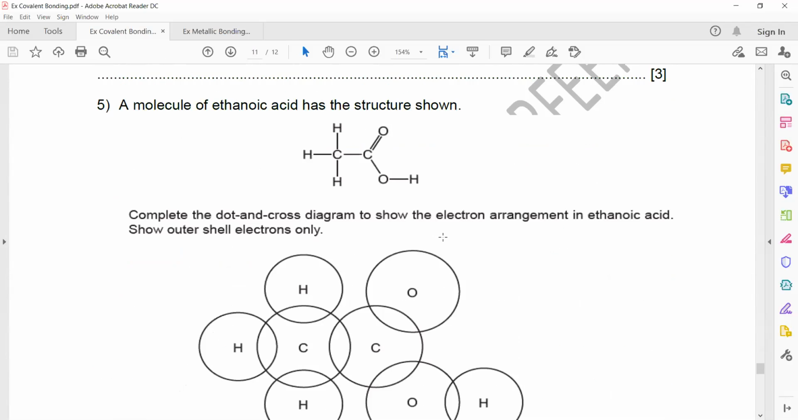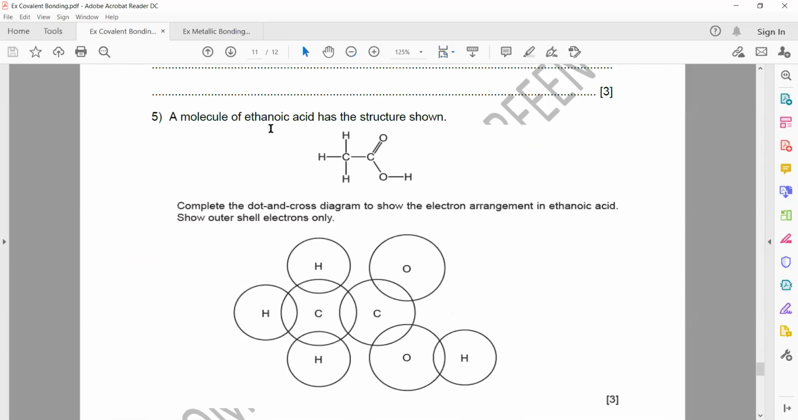So in this question, a molecule of ethanoic acid has the structure which is shown. Complete the dot and cross diagram to show the electron arrangement of ethanoic acid. Show outer shell electrons only. So what happens? We have to show the outer shell electrons.